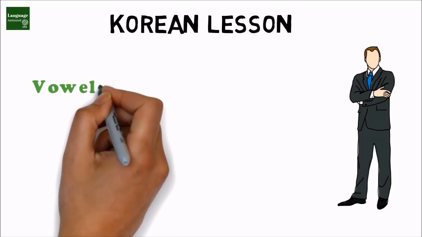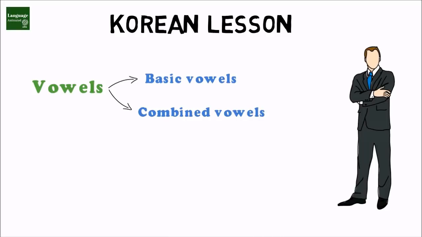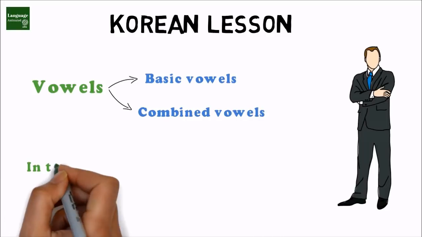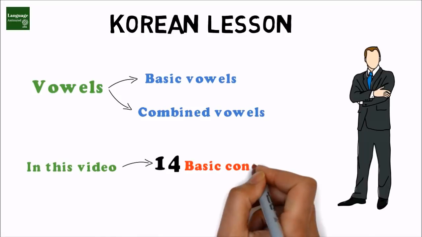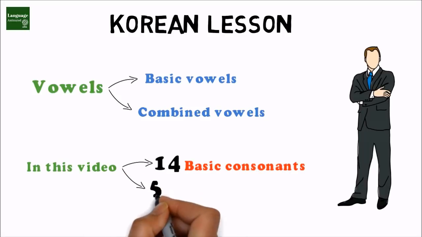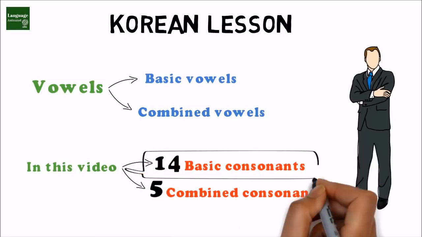We have learned Korean vowels, which are basic vowels and combined vowels, and I hope you have learned them well. In this video, we will learn Korean basic consonants. There are 14 consonants, and also we have 5 combined consonants. But in this video, we will only learn basic consonants.